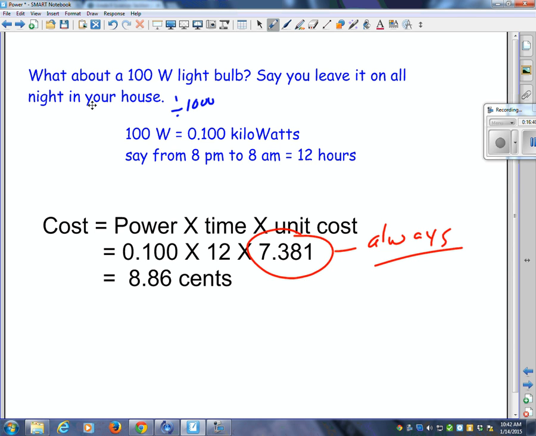Does that make sense to you? What are the steps, Braden? Find the kilowatts by dividing by 1,000. Take your time, power, multiply by time, multiply by cost. Got it, Jamie?